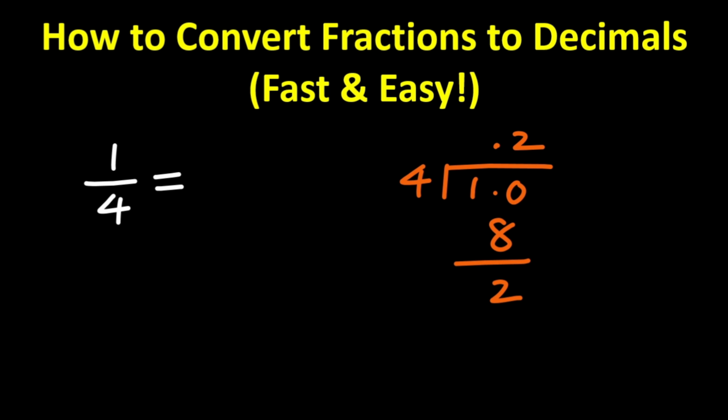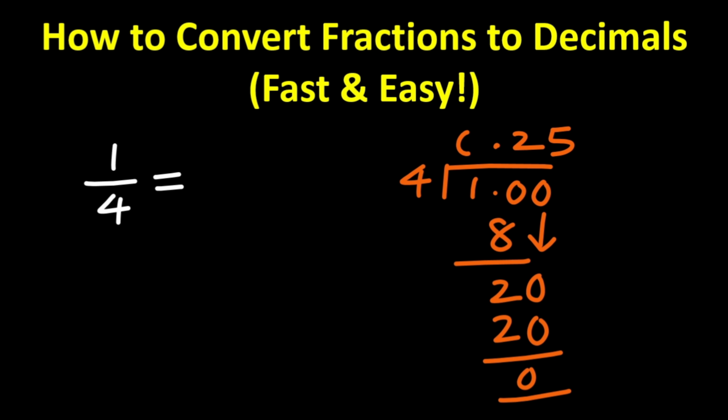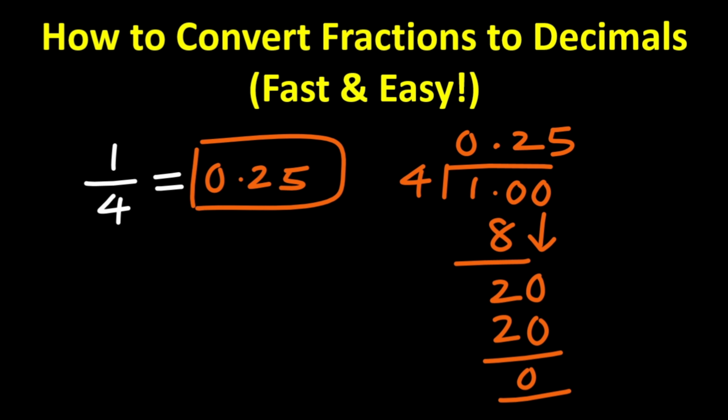As we can see, 10 minus 8 is 2. Now you can add a 0 here and we bring down that 0. So this becomes 20. 4 times 5 is 20. The remainder is 0. So the answer is 0.25. So the decimal value of 1/4 is 0.25.